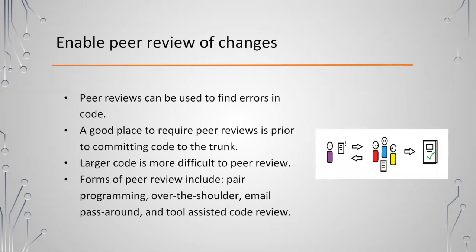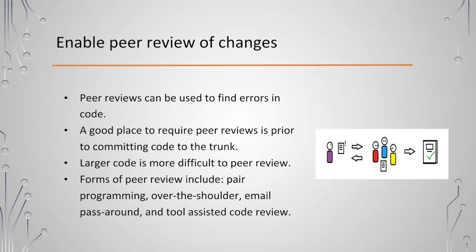Enable peer review of changes. Peer reviews can be used to find errors in your code, and a good place to require the peer review is before committing the code to the trunk. This is just so you can be sure that the code is good before it's pushed in and committed to the rest of the project.